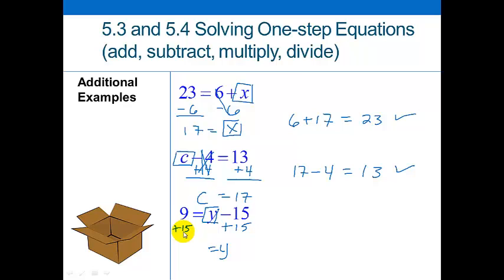And that's going to give me 9 plus 15 is 24. And I'm going to do a check on this. Does 24 minus 15, what does that give me? I'm going to borrow from this guy. That gives me 9, 0, yep, equals 9. So that is your solution.